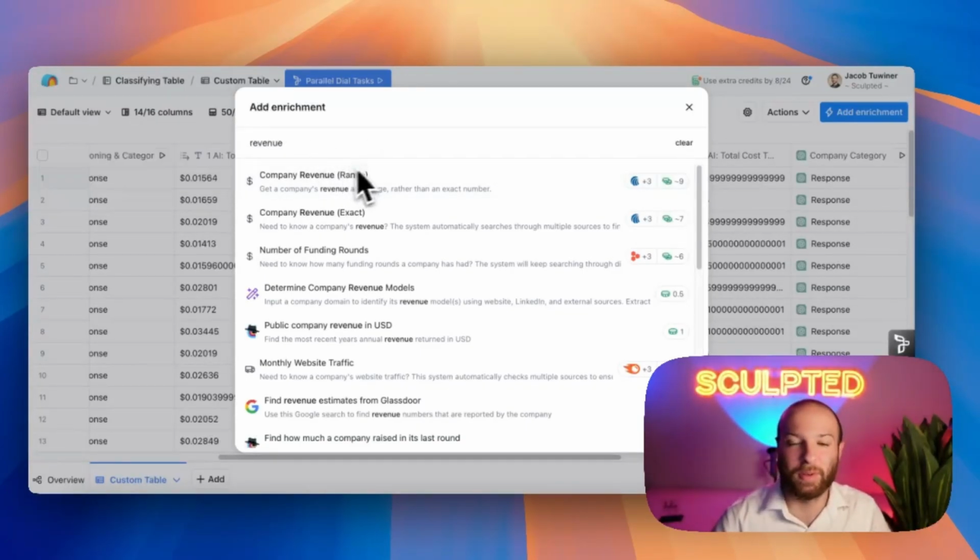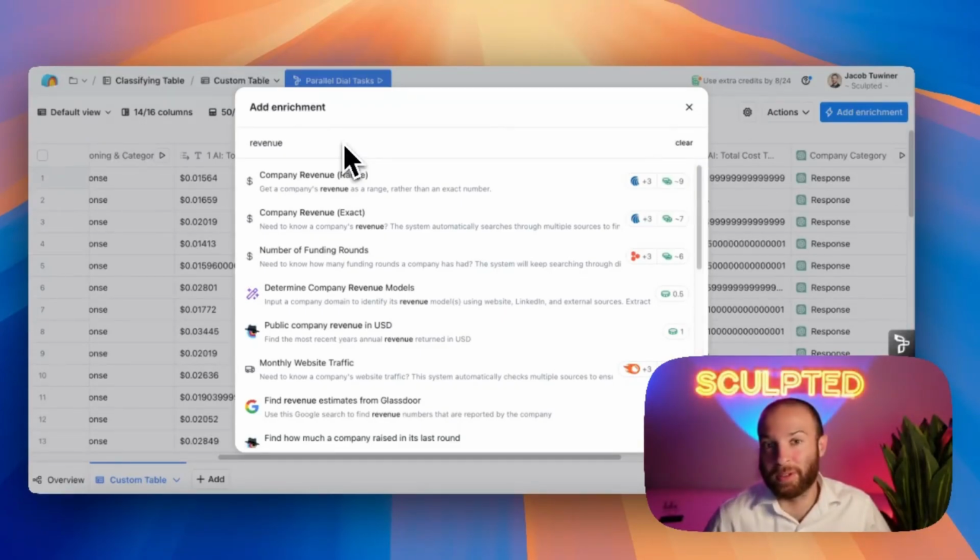Now, why is revenue so unreliable? Why is tech stack so unreliable? Why are other properties so unreliable? I'll explain. Revenue is unreliable because most companies don't publish their revenue. I'm a private company. I don't publish my revenue anywhere. There are also tons of private companies that don't publish revenue. The only companies that actually have public revenue are public companies.